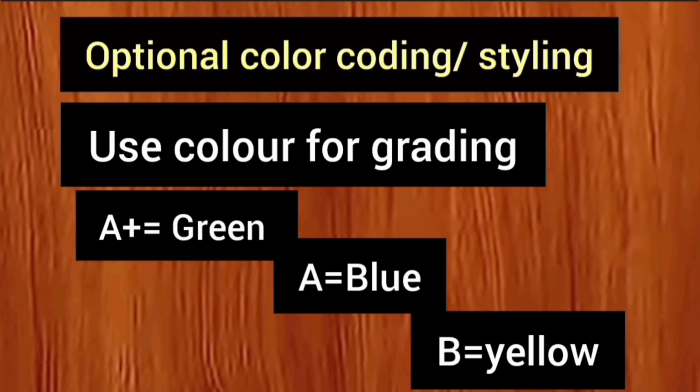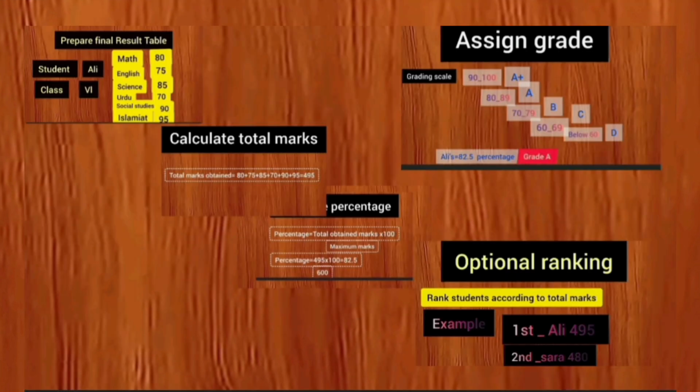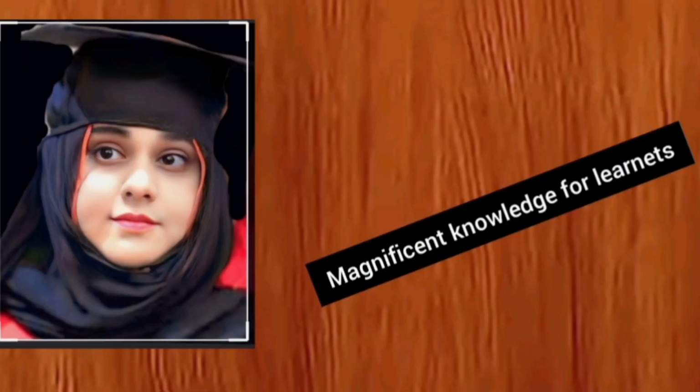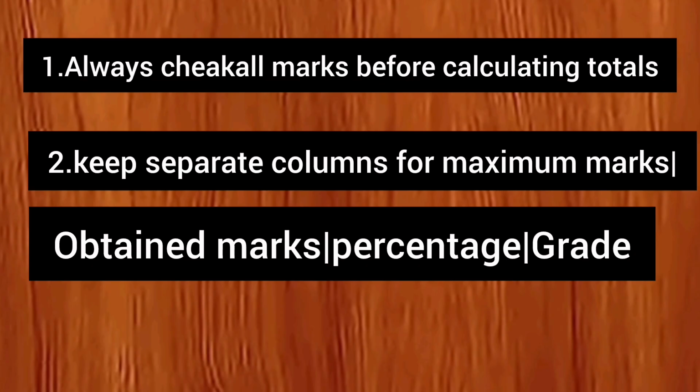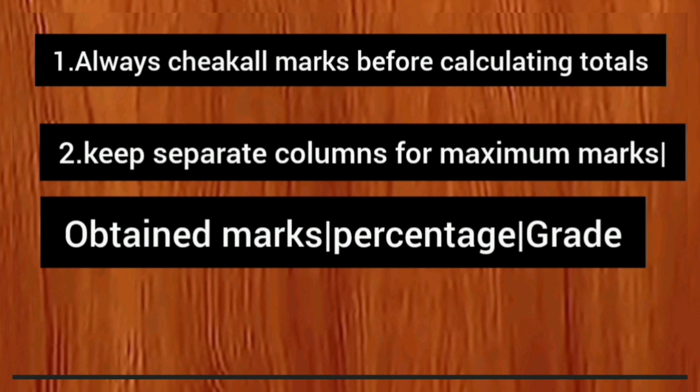Now there is one important thing that I want to tell you which you must definitely keep in mind. First thing, always check all marks before calculating totals. Second, keep separate columns for maximum marks, obtained marks, percentage and grade.